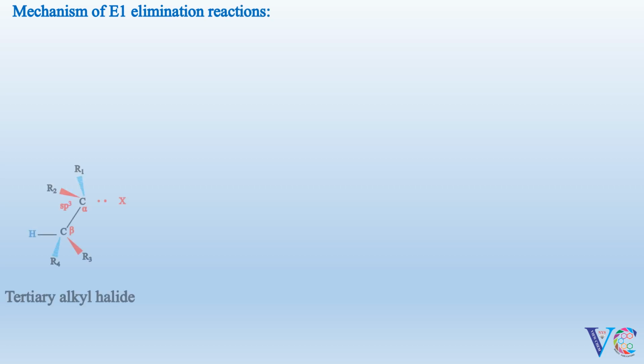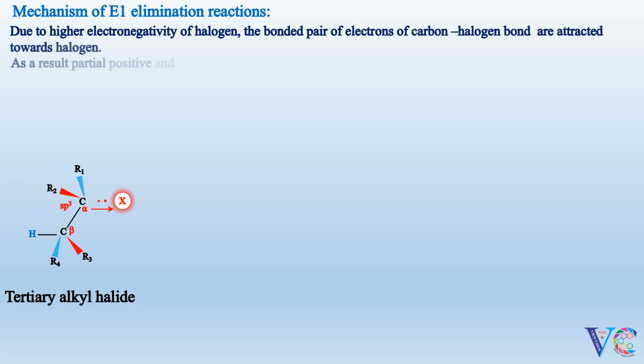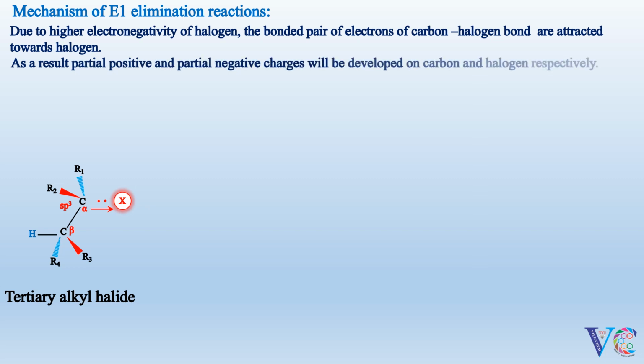Mechanism of E1 elimination reactions. Due to the higher electronegativity of halogen, the bonded pair of electrons of the carbon-halogen bond are attracted towards halogen. As a result, partial positive and partial negative charges will be developed on carbon and halogen, respectively.